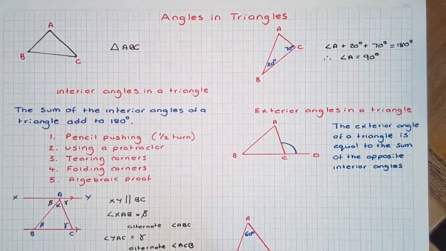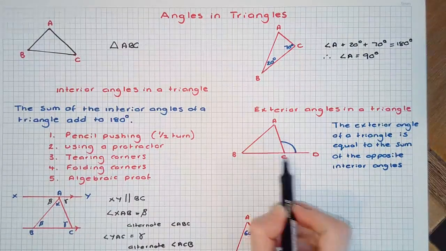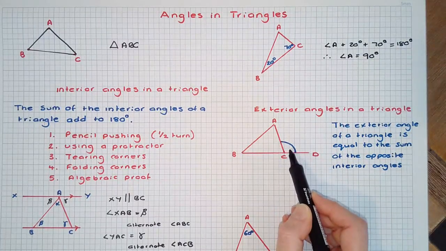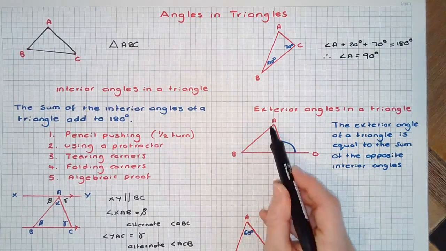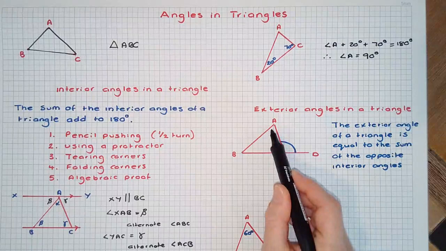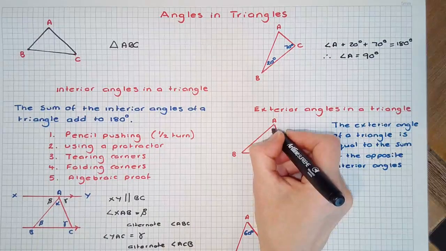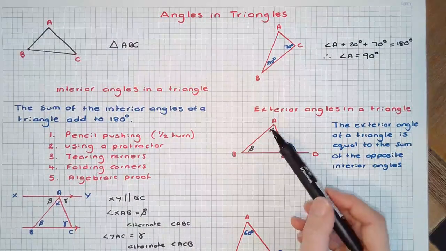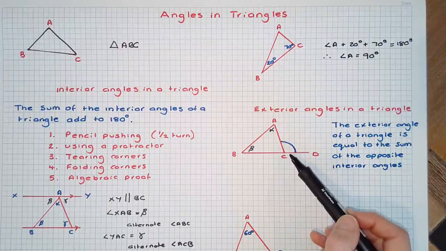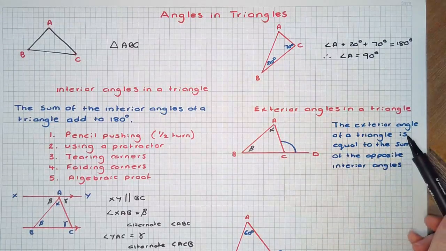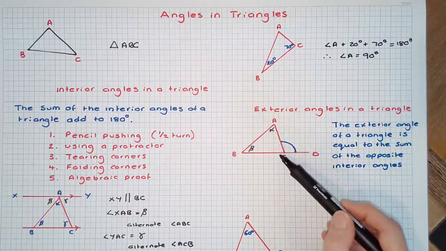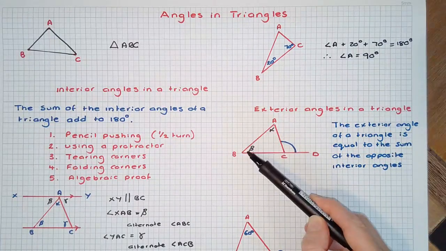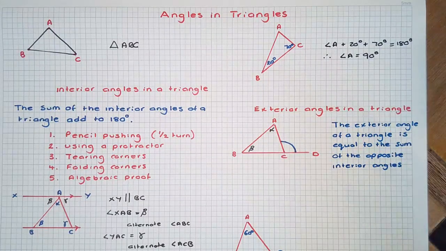In this diagram, BC has been extended to produce D. Angle ACD, as marked, is called the exterior angle. Angle BAC and angle ABC, these two angles here, which for ease we'll label alpha and beta, are called opposite interior angles because they are opposite to the exterior angle at C. The exterior angle of the triangle, angle ACD, is equal to the sum of the opposite interior angles, that is alpha and beta.